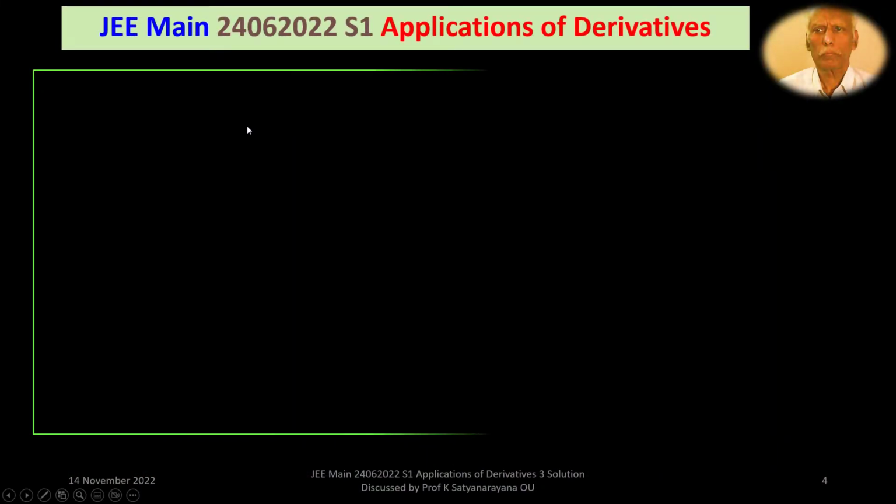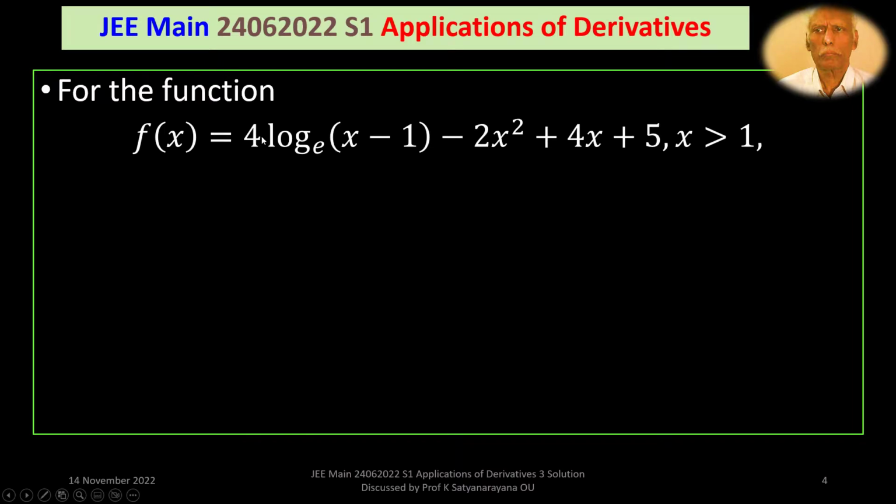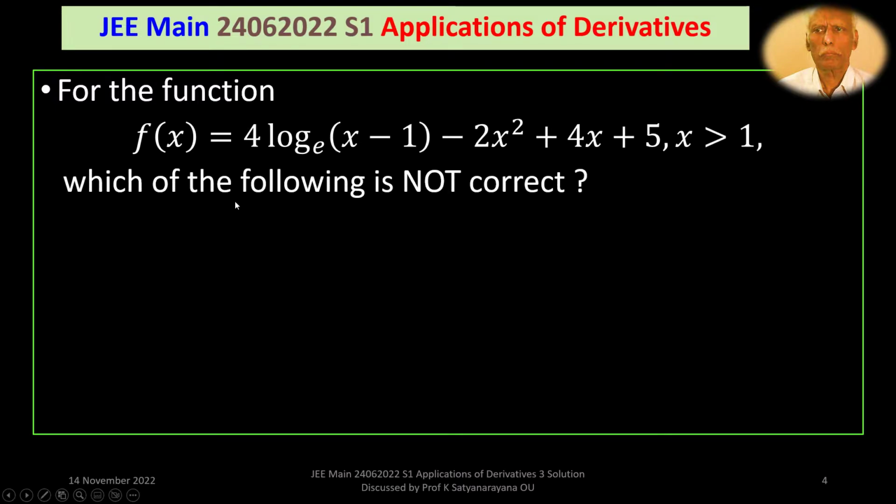The problem is, for the function f(x) = 4 log_e (x − 1) − 2x² + 4x + 5, where x > 1, which of the following is not correct? We are given 4 options.